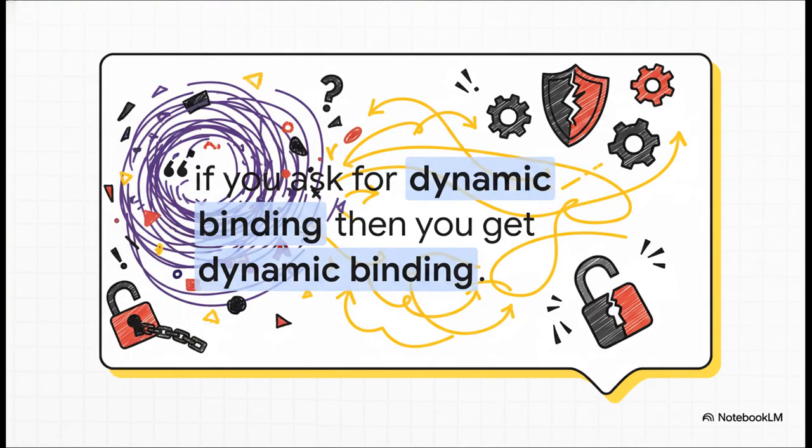And that core principle is this. If you ask for dynamic binding, then you get dynamic binding. When you use dynamic, you are very clearly telling the compiler, I want to opt out of compile time checks for this operation. And the compiler respects that. It honors your request by making sure the entire result stays dynamic. It's not a bug, it's a feature designed to preserve your intent.